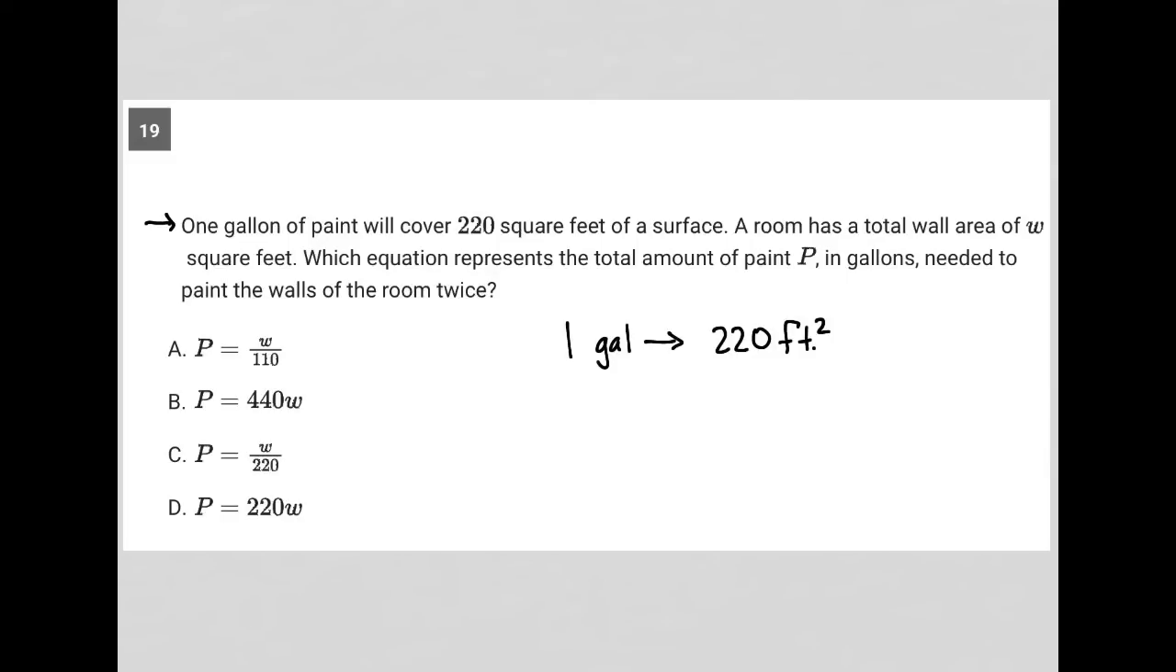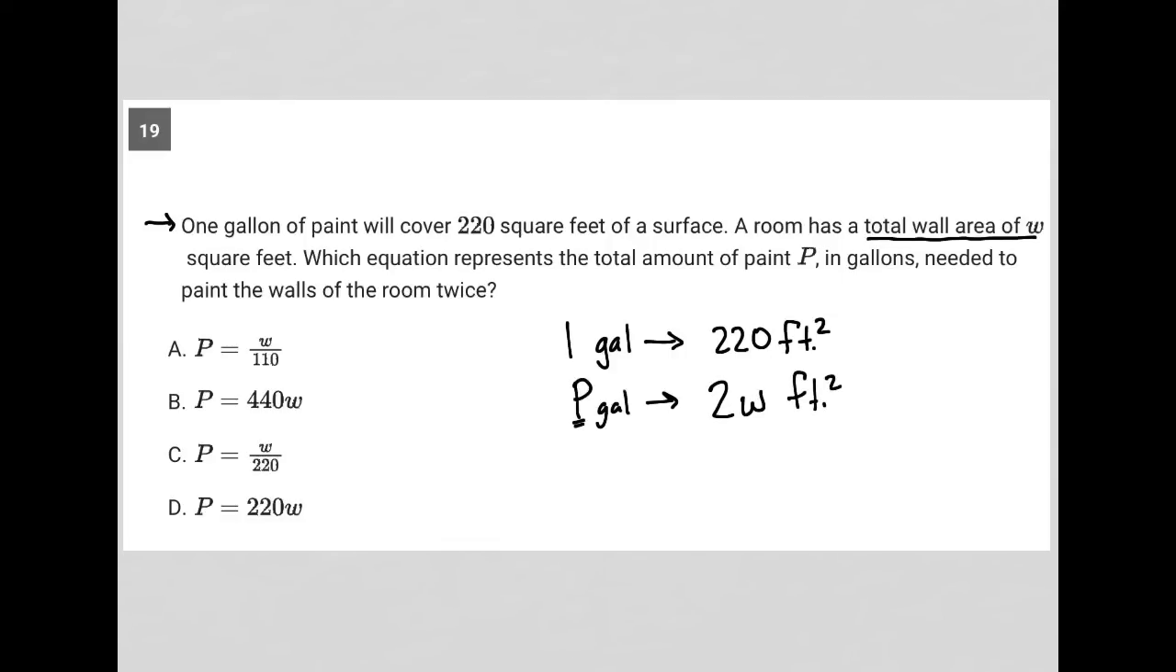Okay, so we have the unit gallons. I'm going to put that over here. So P gallons needed to paint the walls of the room twice. Well, I know the room has a total wall area of W, but P goes with painting the walls twice, so that would be 2W. So 2W square feet. All right.